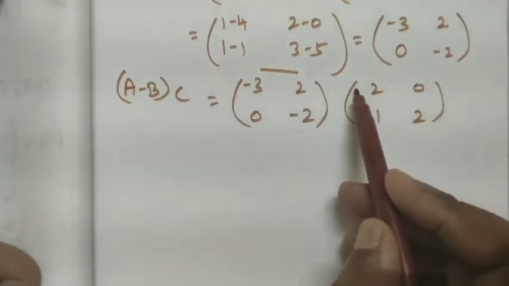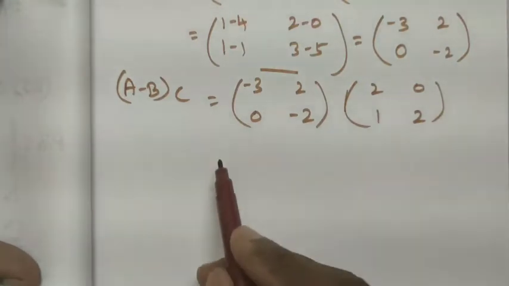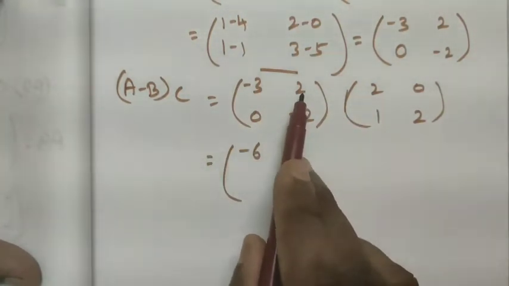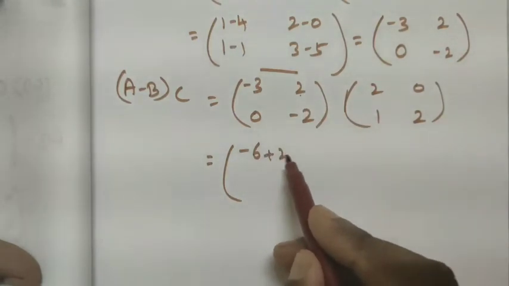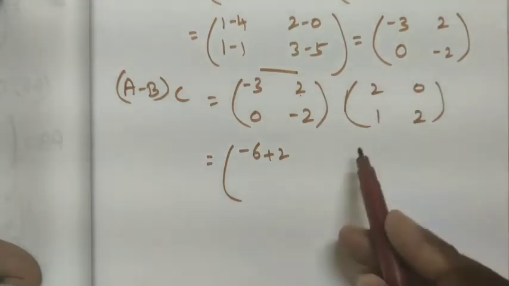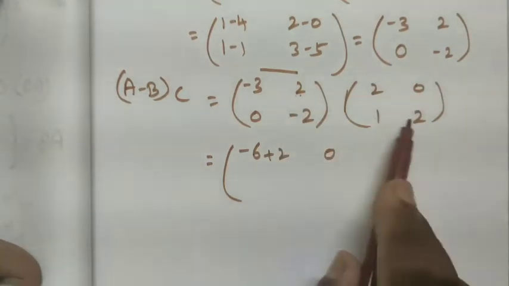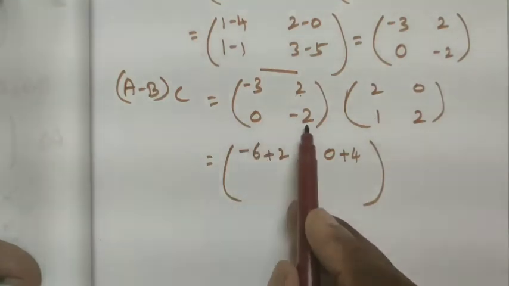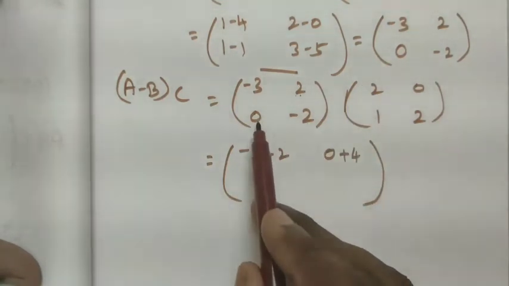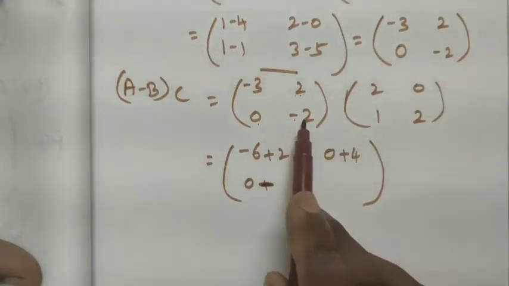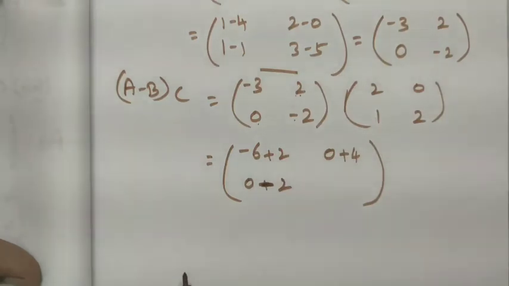First row with first column. Right? First row with first column. Minus 3 into 2 is minus 6. 2 into 1 is 2. First row with second column. Minus 3 into 0 is 0. 2 into 2 is 4. Right? And then second row, first column, 0 into 2 is 0. Plus into minus, here we have minus symbol. Minus 2 into 1 is minus 2.